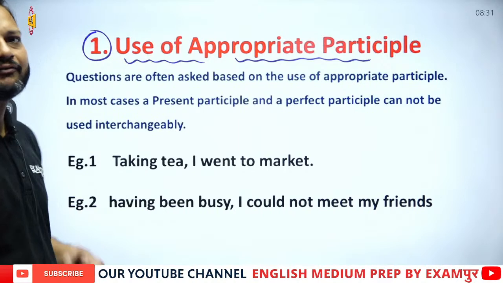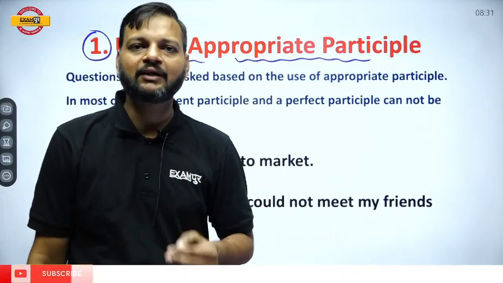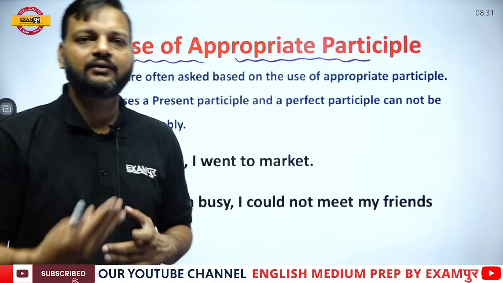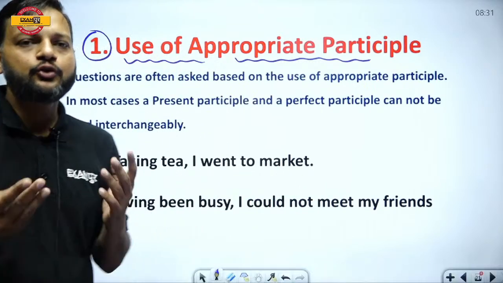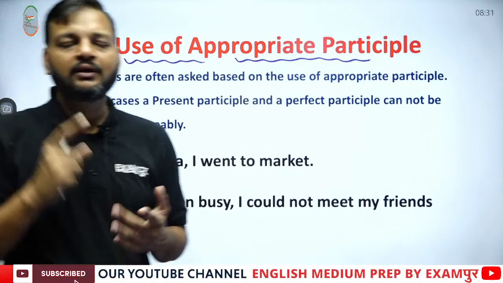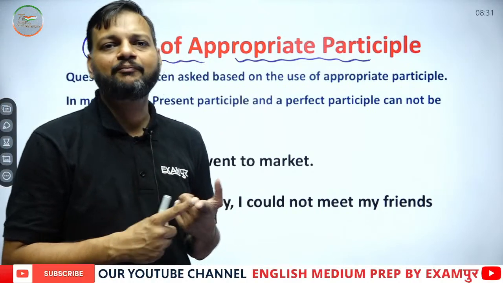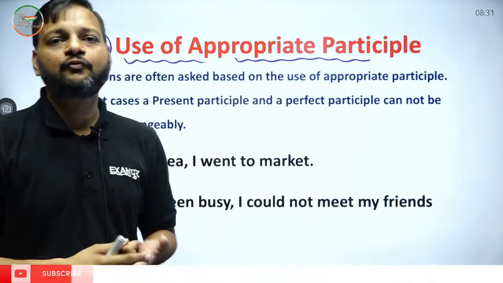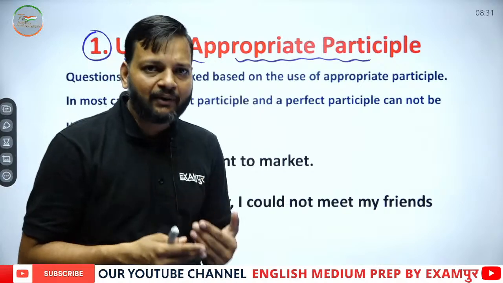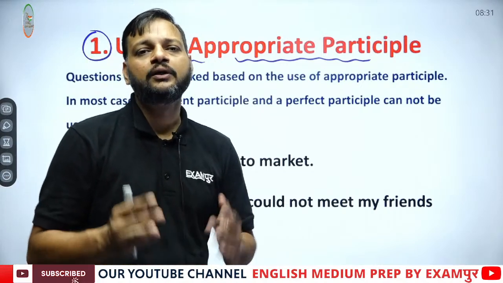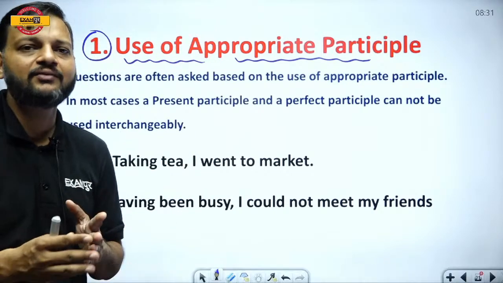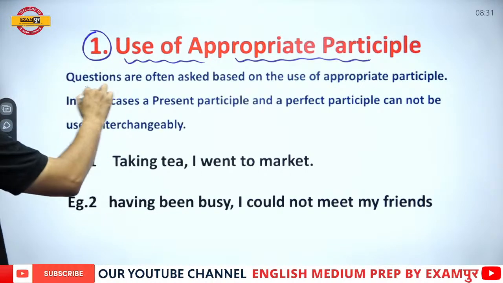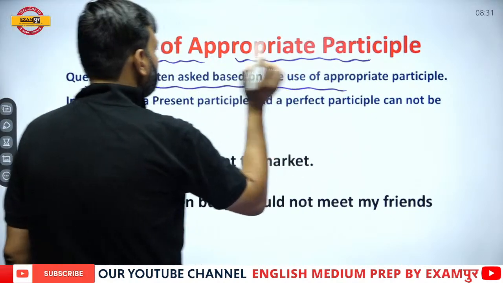As we know, we have three participles: present, perfect and past. Past participle we haven't studied yet, I'll tell you about it later. So there are two participles right now, present and perfect. Whether a present participle or a perfect participle has to be used in a sentence, that is the use of appropriate participle. Questions are often asked based on it.